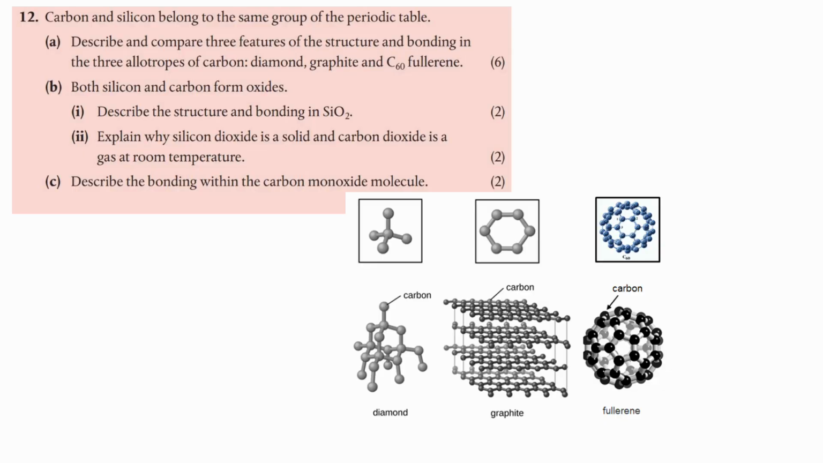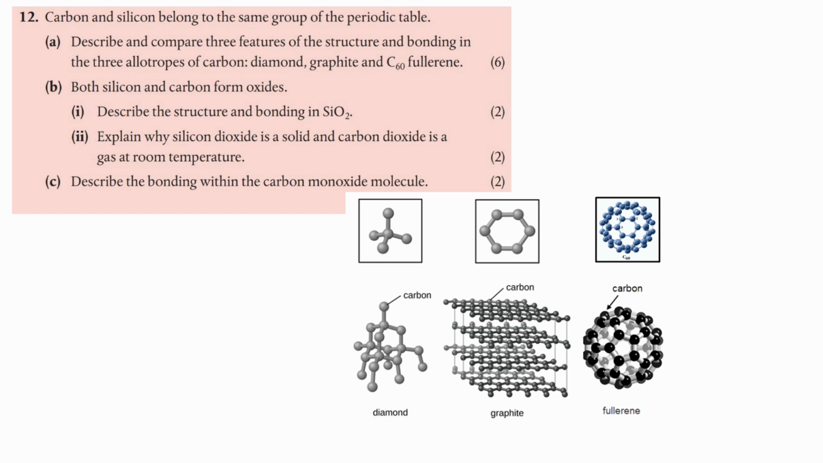All right, so 12 says carbon and silicon belong to the same group of the periodic table. Describe and compare three features of the structure and bonding in the three allotropes of carbon, diamond, graphite, and fullerene. Now, the first thing that I want to make sure you understand is all three of them are technically covalent networks because they are all covalently bonded to each other, creating this one big giant molecule.